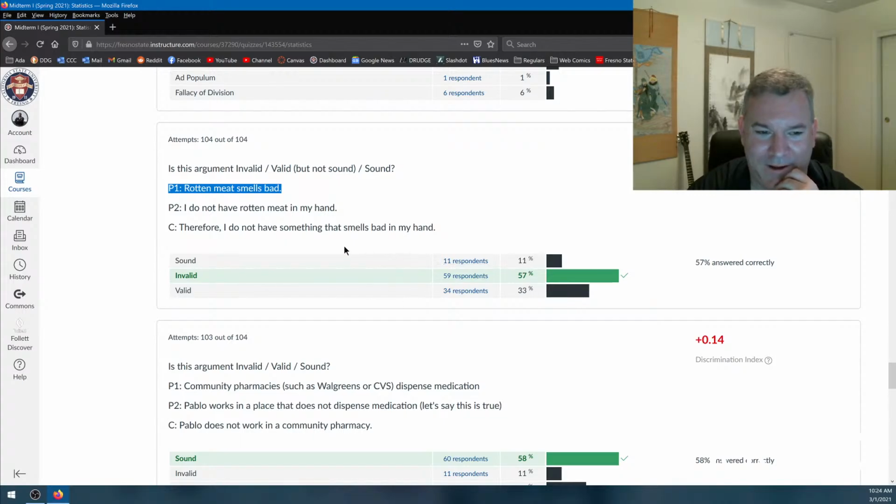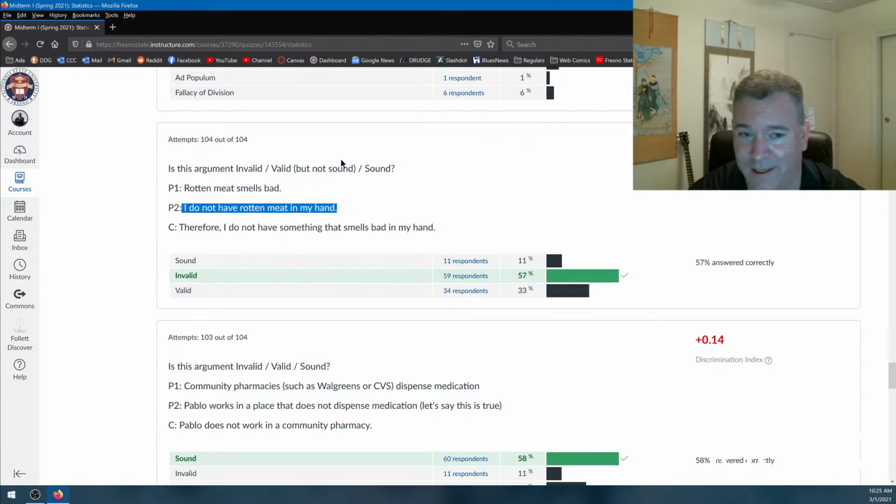Three times as many people thought it's valid, not sound. So, are you trying to argue that rotten meat doesn't smell bad? Because I'm willing to have that conversation. It doesn't matter because the argument's invalid. So, whether or not it's valid or sound really doesn't matter. But it's just interesting to me that 34 to 11 put down valid versus sound. So, they thought the logic worked, but the premises are false, and I do not actually have rotten meat in my hand right now. So, I don't know.